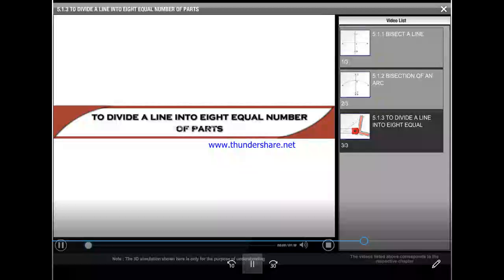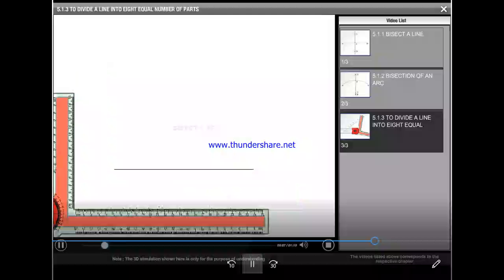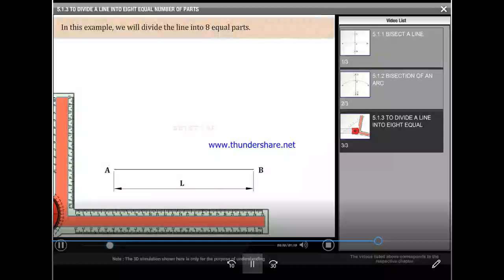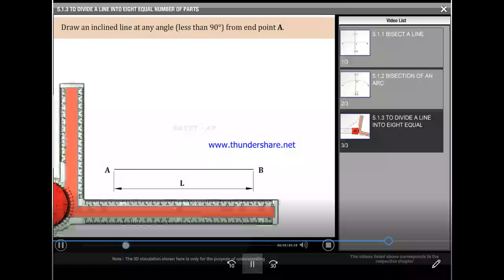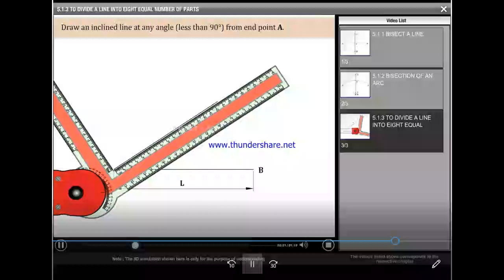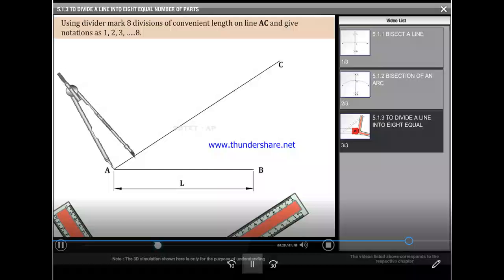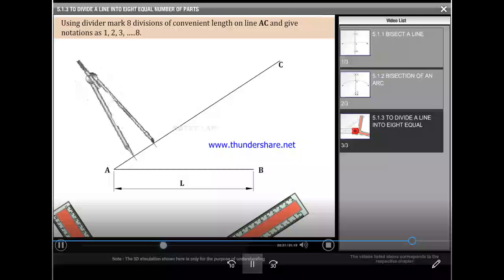To divide a line into 8 equal parts. In this example, we will divide the line into 8 equal parts. Draw an inclined line at any angle less than 90 degrees from endpoint A. Using a divider, mark 8 divisions of convenient length on line AC and give notations as 1, 2, 3 up to 8.